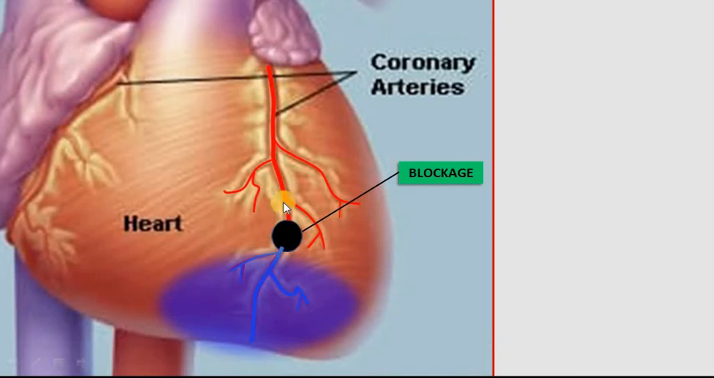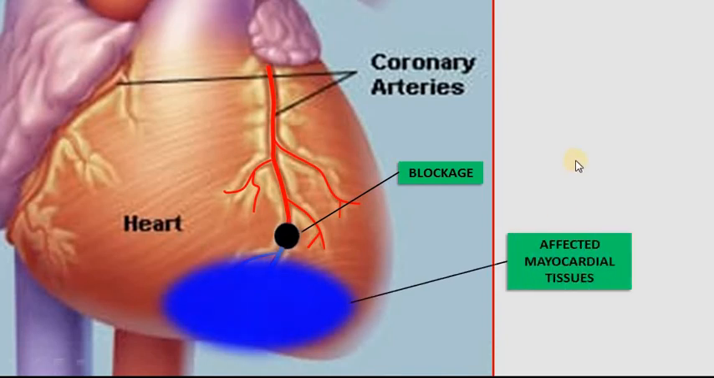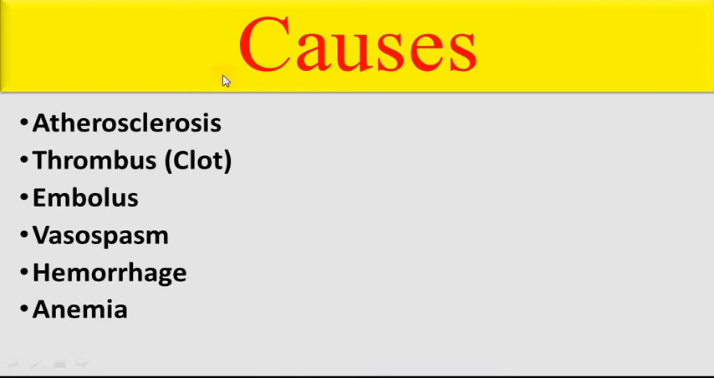So what is it? Due to a blockage in your coronary arteries, the blood supply to some portion of your heart is blocked, and due to this blockage the heart cells and tissues die, and some portion of your heart is affected. This is what a heart attack, or myocardial infarction, is called. So let's see the causes.